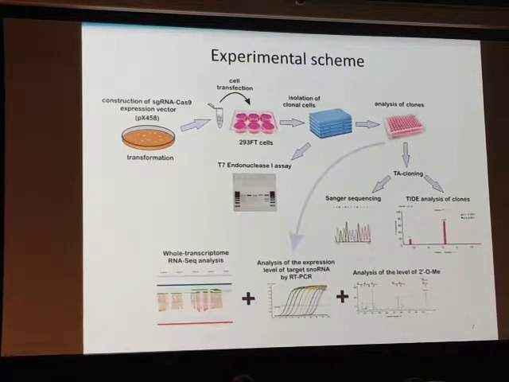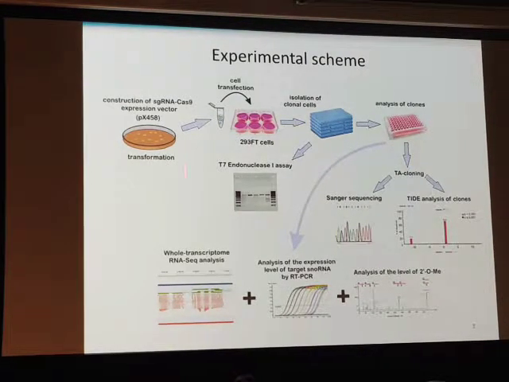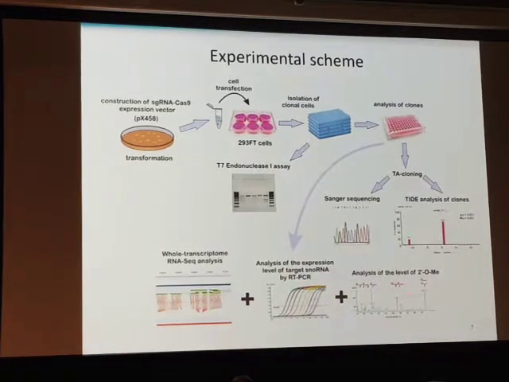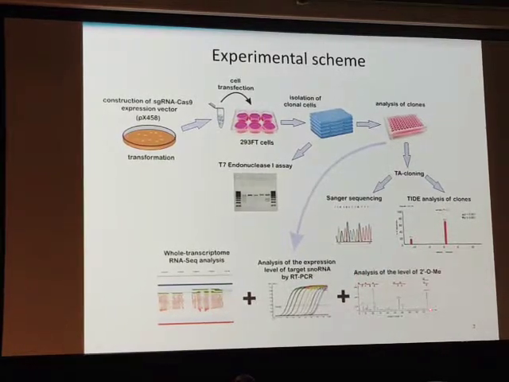The experiment itself included the following steps. First, single guide RNA design, then construction of the expression vector, transfection of human embryonic kidney cells with the obtained vector, then isolation of clonal cells, and analysis of the obtained clones using various methods. Then we performed analysis of the expression level of target snoRNA, analysis of the level of target nucleotide modification in ribosomal RNA, and differential gene expression analysis by RNA-seq.